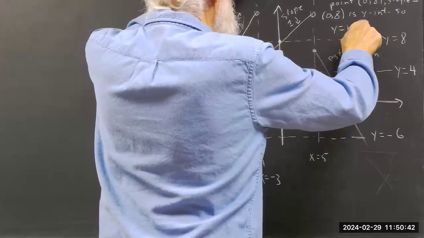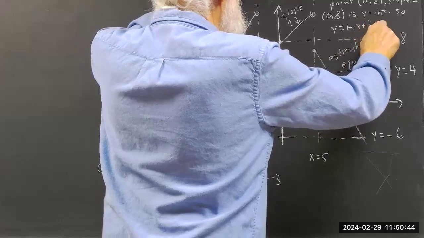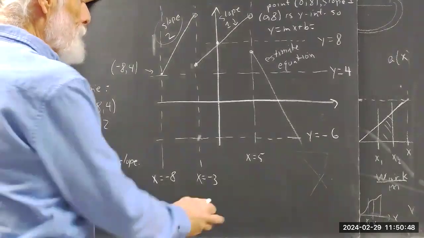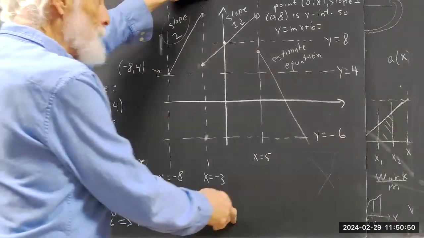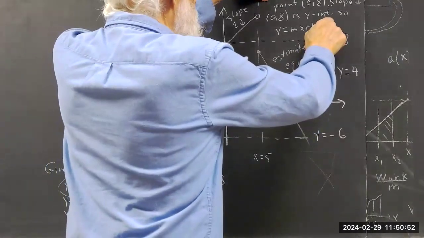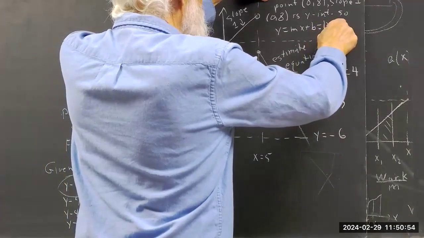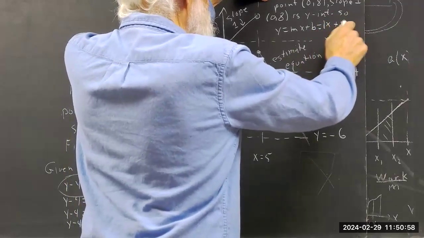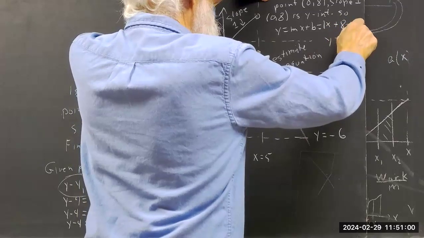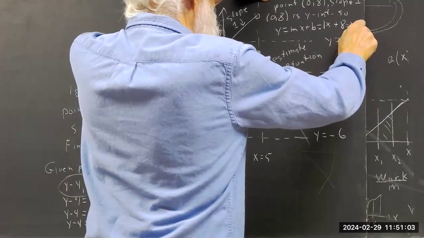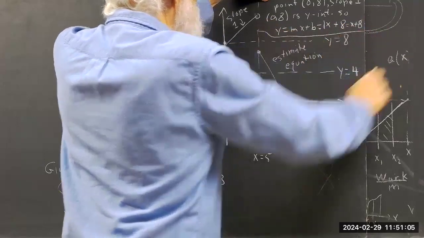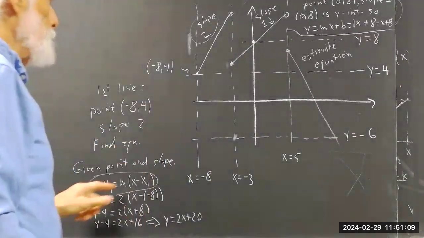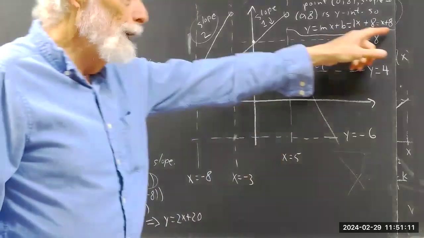Y equals mx plus b. If you know what m means and what b means, m is the slope and b is the y-intercept. Y equals 1x plus 8, or just x plus 8.